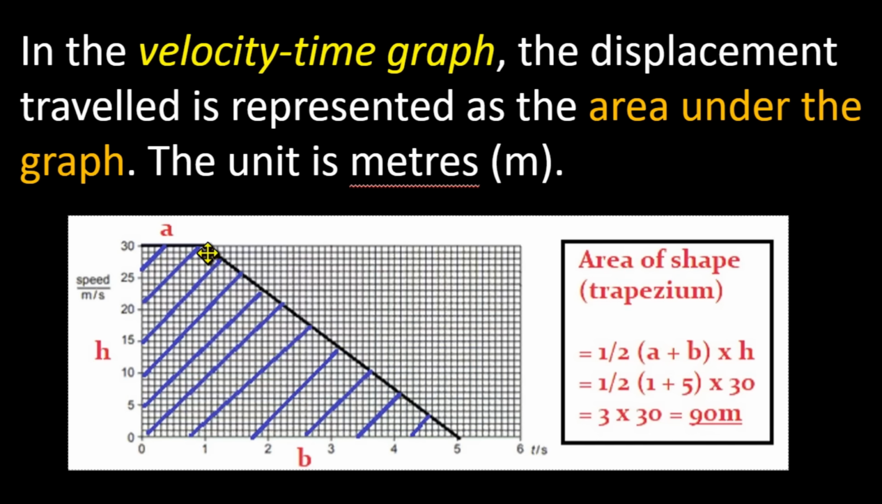A is going to be 1, B is going to be 5 units, and H is going to be 30 units. The formula for the area of a trapezium is a half A plus B times height. That will be a half, 1 plus 5, times 30, and this will be 90 meters. We can also find the area of this rectangle and this triangle, find the sum, and get the same answer.